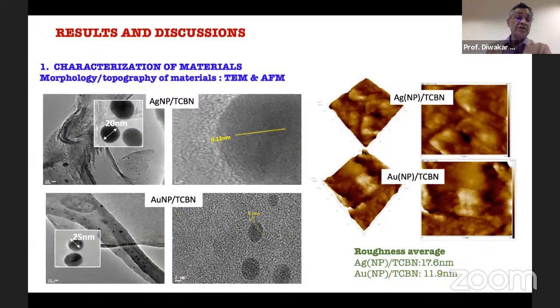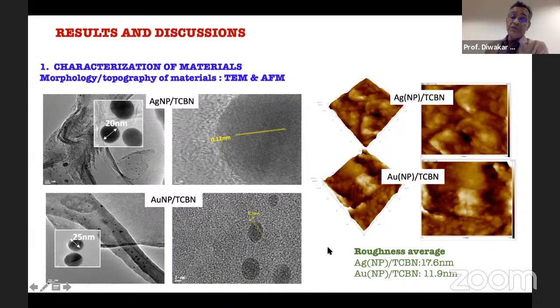And these are the TEM images that we obtained. In the TEM images, the particle size is very uniform. Spherical silver or gold nanoparticles have been obtained. The average size, I can say, is somewhere around 20 to 25 nanometers. And then the d-spacing is somewhere around 0.12 nanometers. So very good fringes have been obtained, and here 0.2 nanometers.